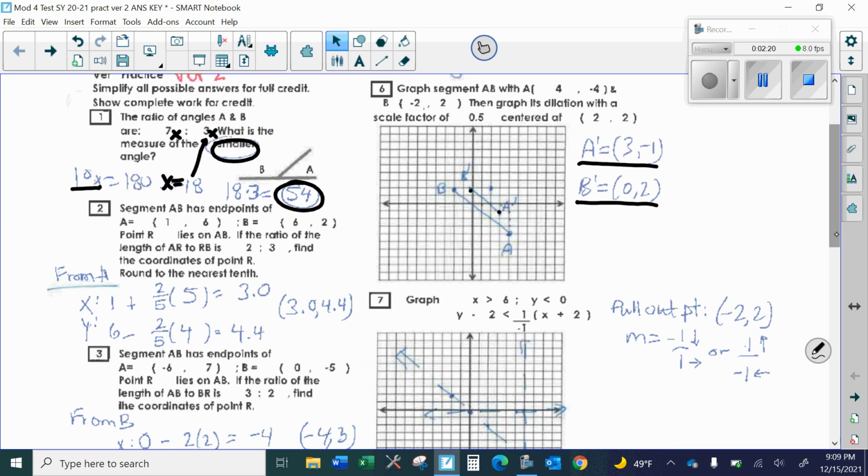Okay, number 2, segment AB has endpoints 1, 6 and 6, 2. Point R lies on it. The ratio of the length from A to R to R to B is 2 to 3. Find the coordinates of point R, round to the nearest tenth. Okay, again, I choose which one I want to start from. I'm choosing point A. Remember, A to R is 2 parts away.